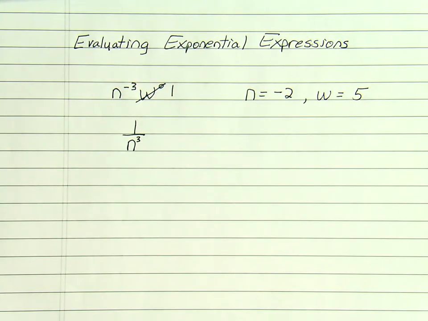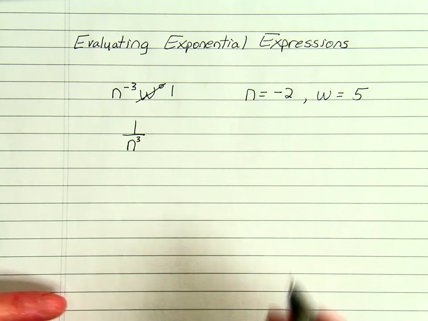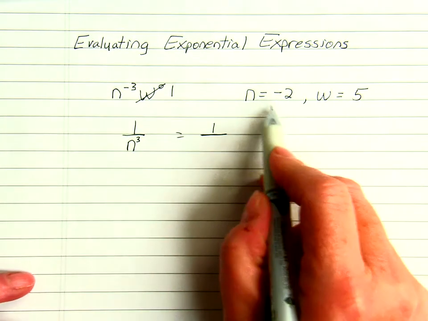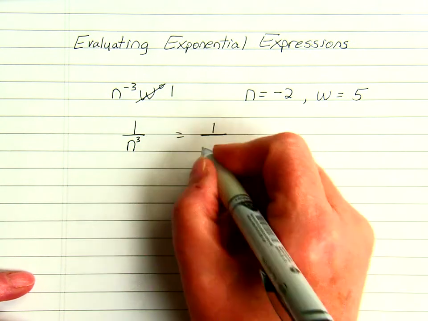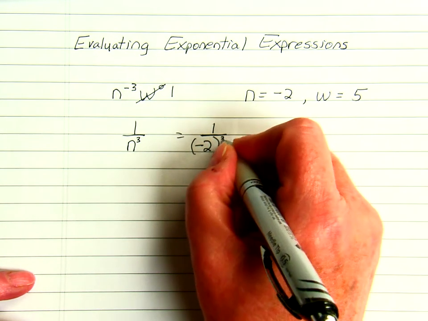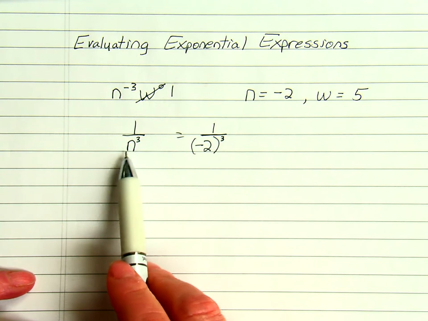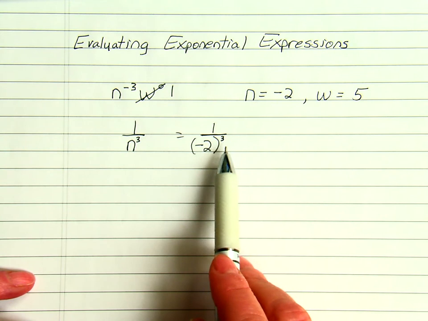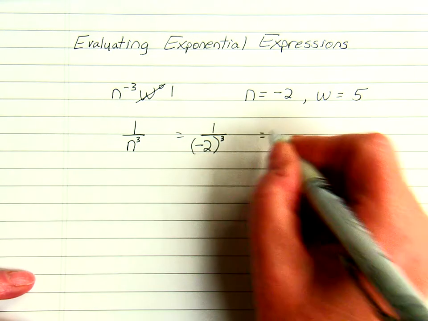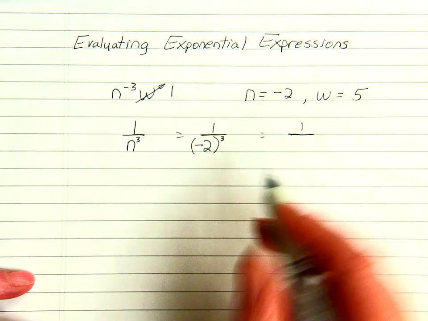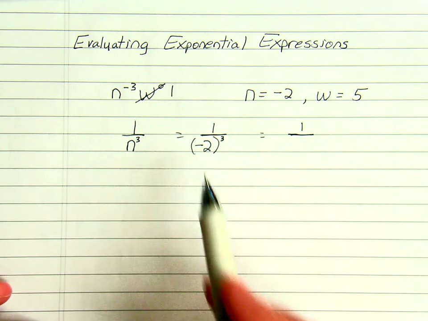Okay, so now we have a simplified form, and we are going to now put our variables in. So this is now going to equal 1 over, and now notice we have a negative 2 for our n. So I'm going to put the negative 2 in. I'm going to put it in parentheses because I want to show that the entire value of n, the entire negative 2, will be cubed. Okay, so 1 over, and now I am going to cube the negative 2.